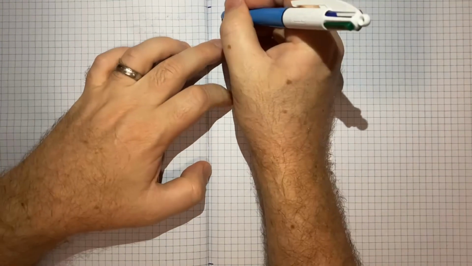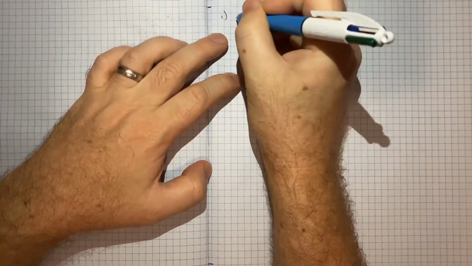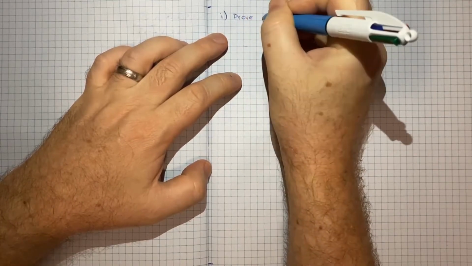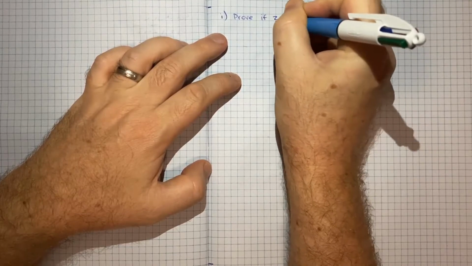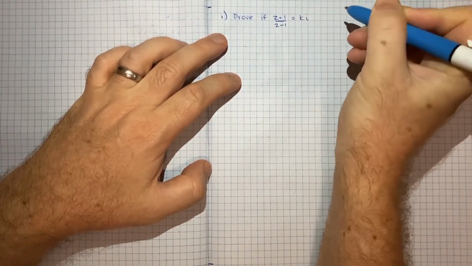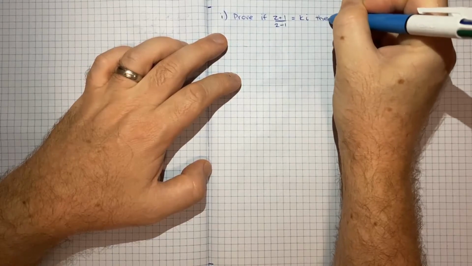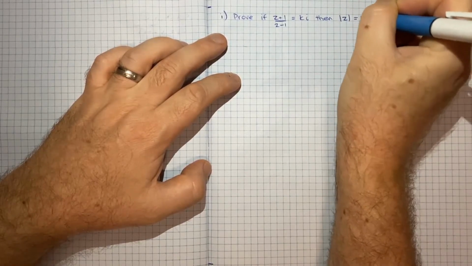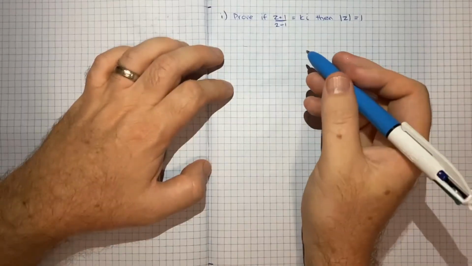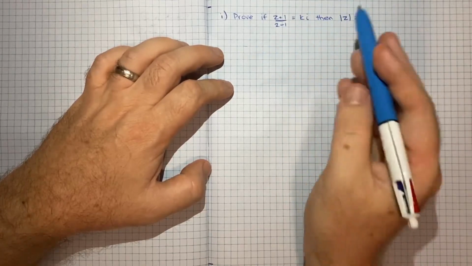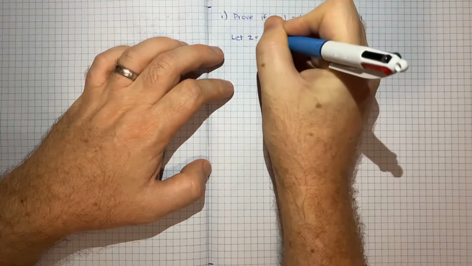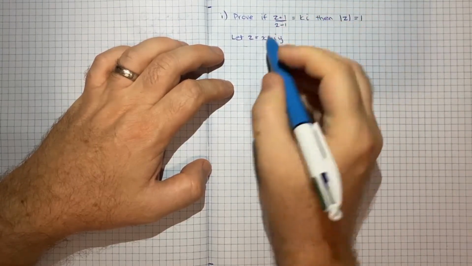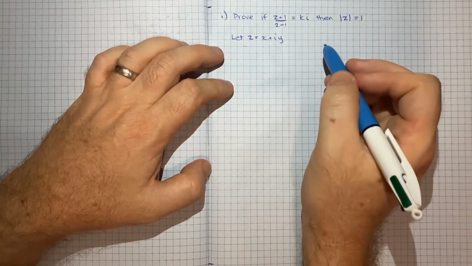So I think for part 1, we're being asked to prove that if z plus 1 on z minus 1 is equal to ki, then the modulus of z is equal to 1. And I think the best place to start here, which is often a good place to start, is to let z equal x plus iy. That's just a generic complex number.